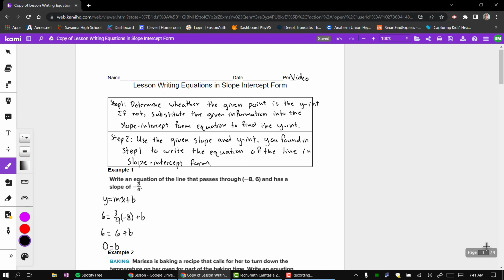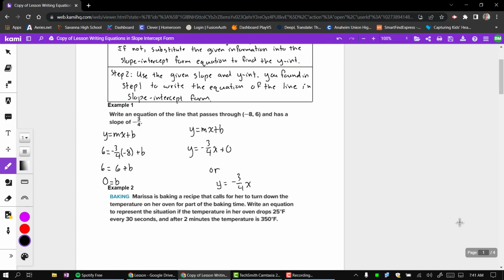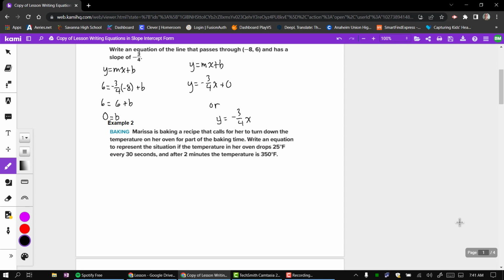So now I'm going to apply step 2. So y equals mx plus b. I have my m value. It's right here. So it's going to be y equals negative 3/4 x. And I have my b value. I solved it out in step 1. So it's going to be plus 0. Or if you want, you can just say y equals negative 3/4 x. It's implied that it's plus 0 because there's nothing on the end of it. So that's example 1.